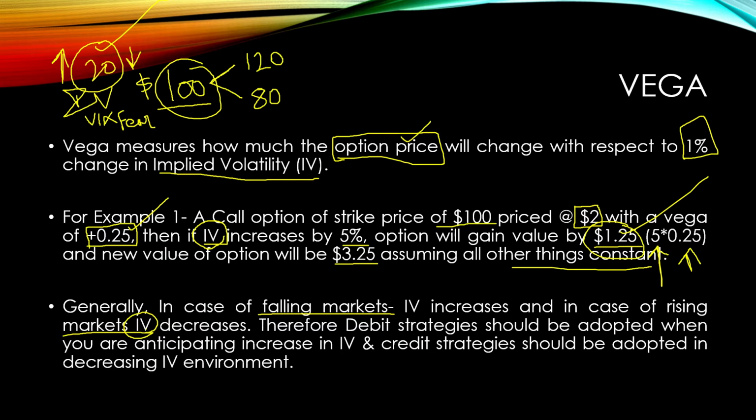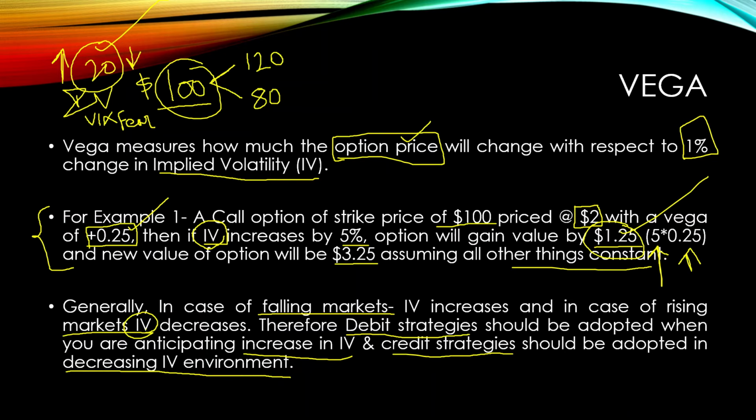Therefore, all the debit strategies where you net buy the options should be adopted when you are anticipating an increase in the IV. Because remember that, as explained in this example, increasing IV increases the option price, decreasing IV decreases the option price. So when you buy the options, you should be contemplating that IV should be increasing, and the credit strategies where you are a net seller of the options should be adopted in a decreasing IV environment.